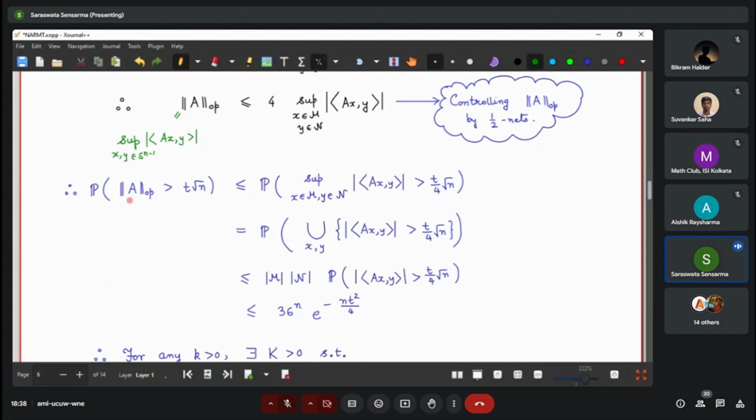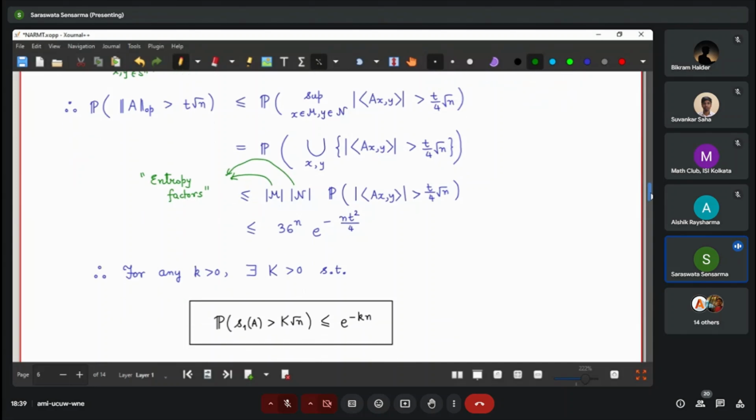The probability that the operator norm is greater than p root n is this exactly. But now we expand it out in the union bound, and the cardinalities of M and N come out. These we will often be calling the entropy factors, because this will denote the number of terms in this expression. Let's not go into a discussion of why. And this term here is 36 to the power n, and we get this. And the second term is exponential.